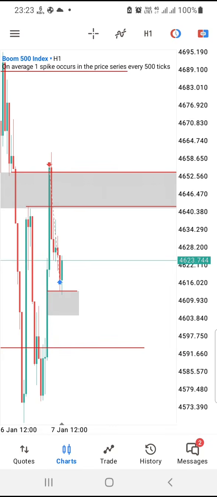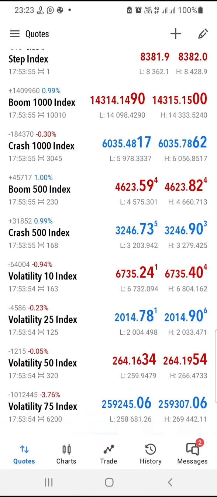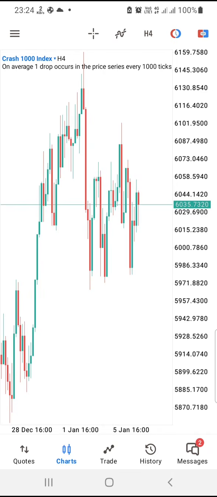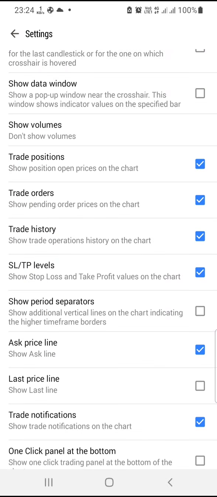And check out the Boom 500 index. It did exactly what we thought. The channel or the wedge to the 15-minute OB, and it's reacting back up. So if I'd continued trading it, I would have still been in profits. But let's move to crash 1000 index.